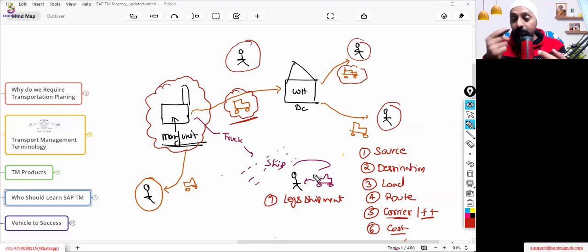For the multiple legs, multiple different carriers would be required. What is the cost for them? How much do different carriers cost? And then based on that, you need to do your freight forwarder or carrier selection.